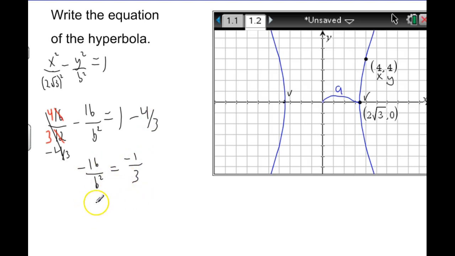Cross multiply this guy, you get negative 48 equals negative b squared. Divided by negative 1, b squared equals 48. Take the square root of both sides. Don't worry about plus or minus. B is always positive. B equals square root of 48. Let's think about square root of 48. So any perfect squares in there.